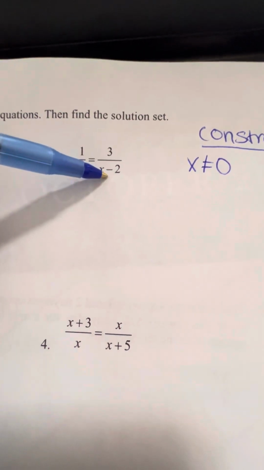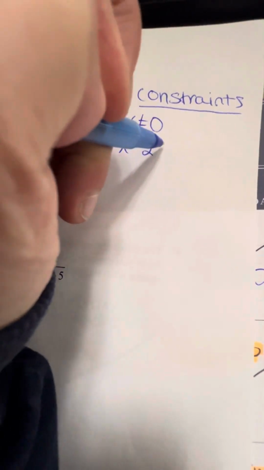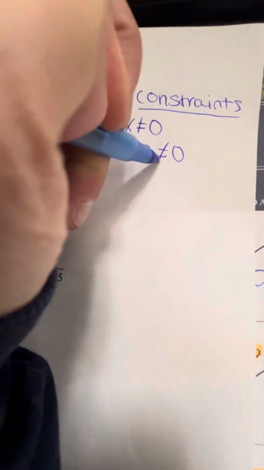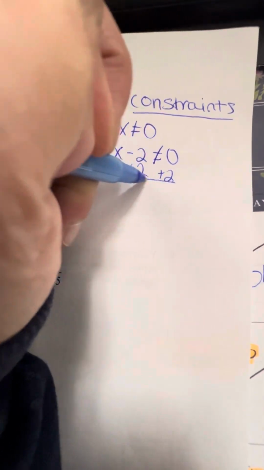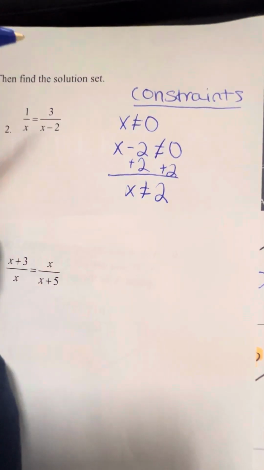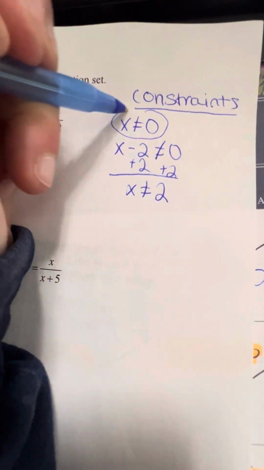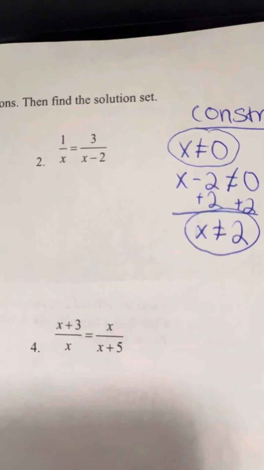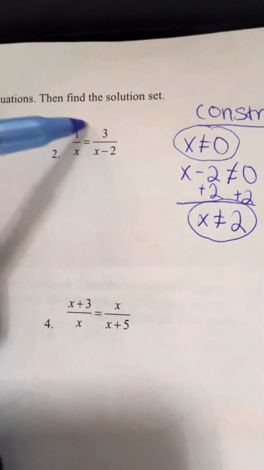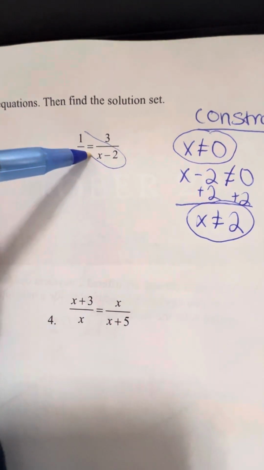Then we're going to go over here to this part, and we're going to do that one. X minus 2 cannot equal 0. And so if we solve that, add 2 to both sides, that means that x cannot be 2 either. So we have two constraints on this problem. We can't have it be 0. The other one is that we can't have x be 2 because neither of those things will make that work. Now we're going to do cross multiplying to solve for x.